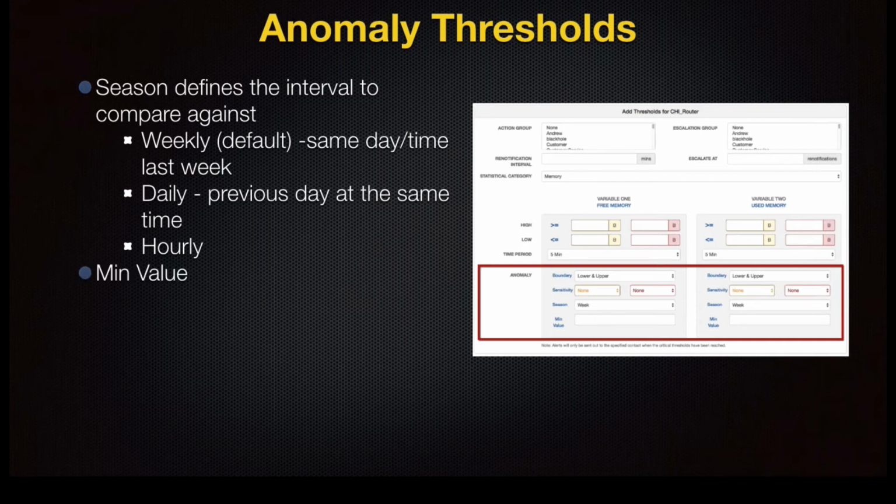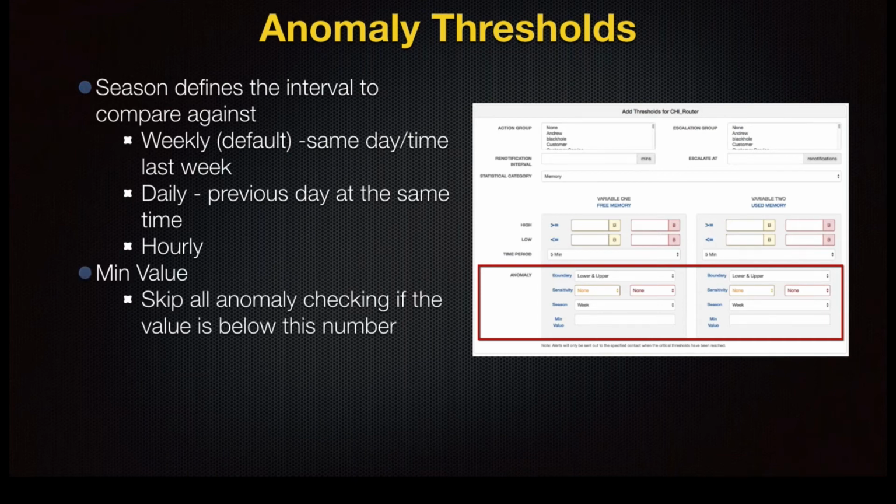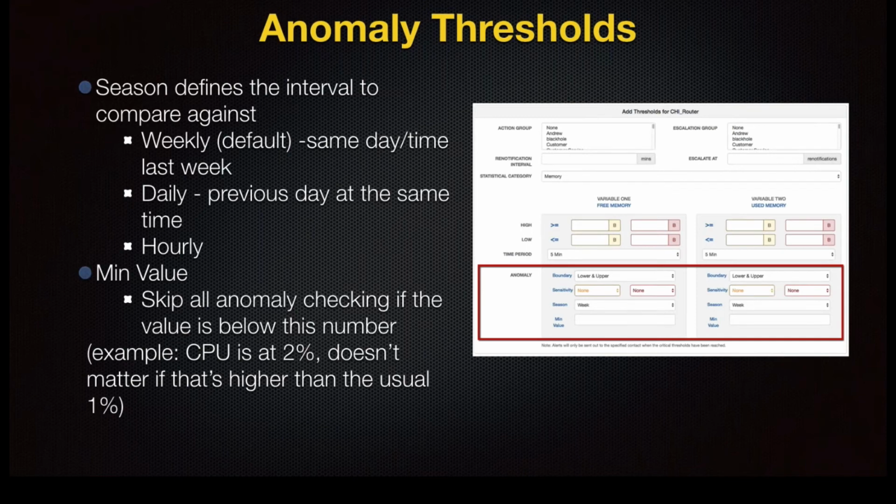You can also set a minimum value, and this is a cutoff that will allow you to skip all anomaly checking if it's below that number. So the idea is maybe I've got a particular CPU anomaly threshold set, and it spikes up to 2%. Well, that might be 100% higher than what it was yesterday, and that might look like an anomaly, but it's still too low for me to really care about.